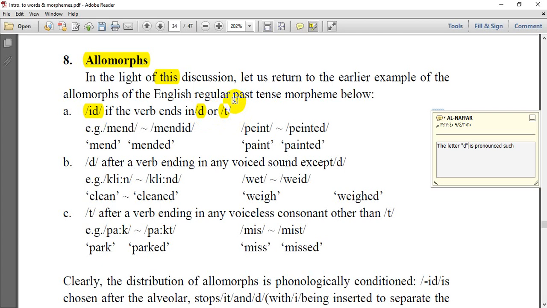The letter ed is pronounced such, for example in wanted, played, locked. And the letter S is another example; the letter S is pronounced such: boxes, bags, passes, bags, boxes. This is an allomorph.